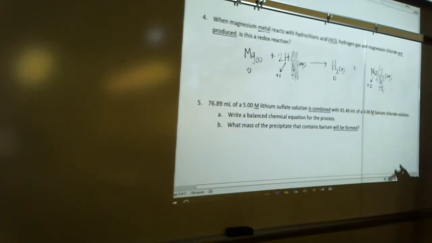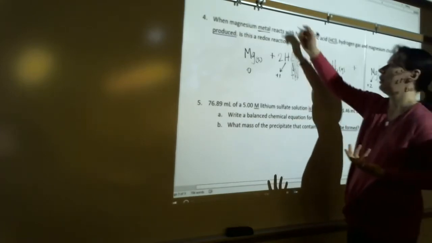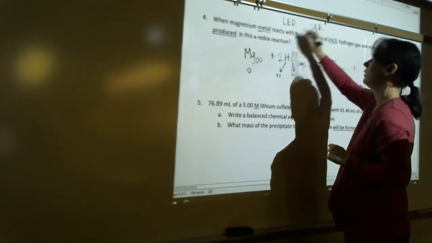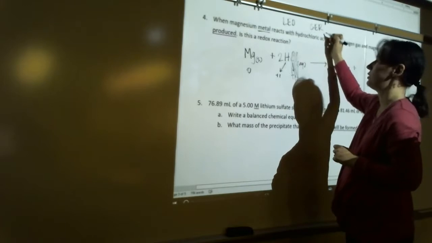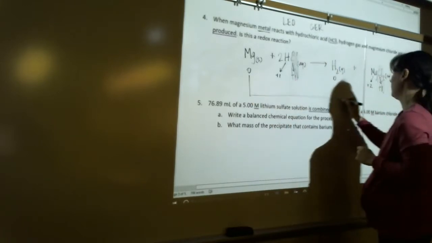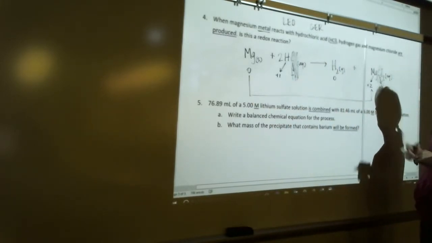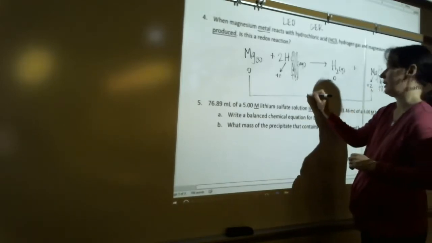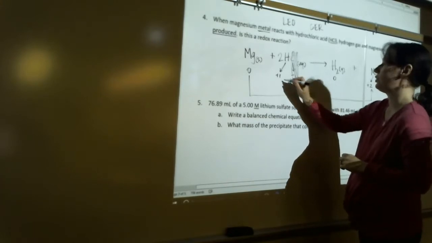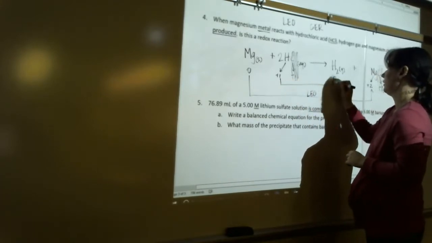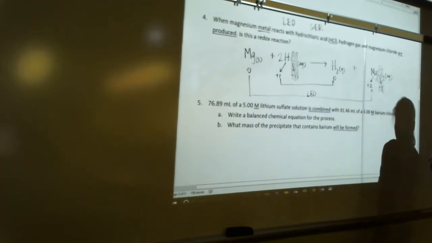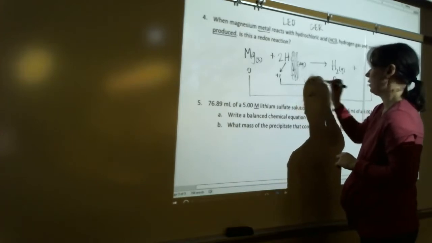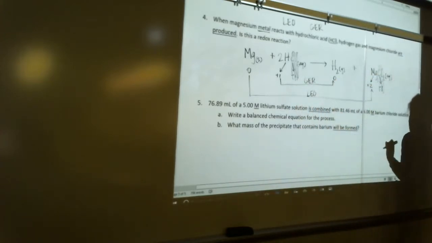So now we're comparing before to after. Let's review, right? LEO and GER. Lose electrons is oxidation, gain electrons is reduction. So magnesium goes from 0 to +2. Is that a loss or a gain? That's the loss of electrons, right? That's the LEO. And then hydrogen goes from +1 to 0. Is that a loss or a gain? That's a gain, right?